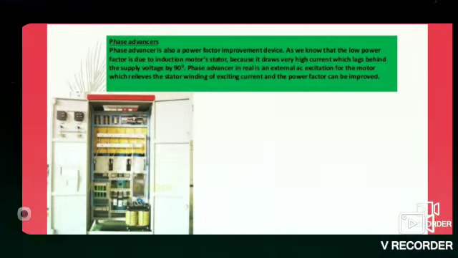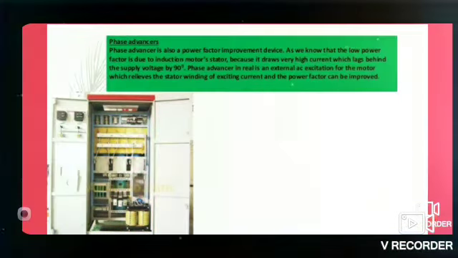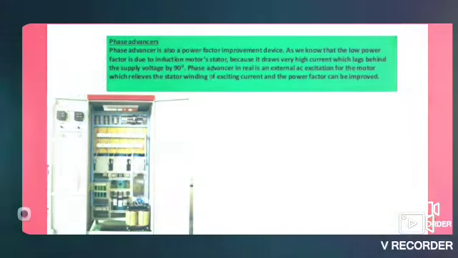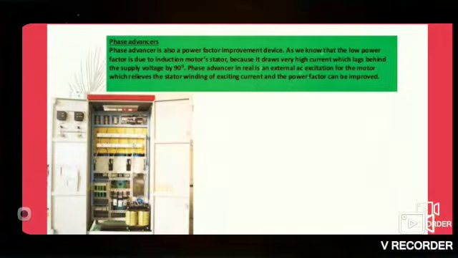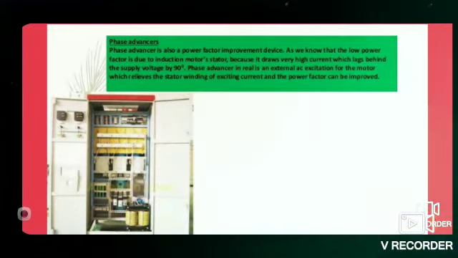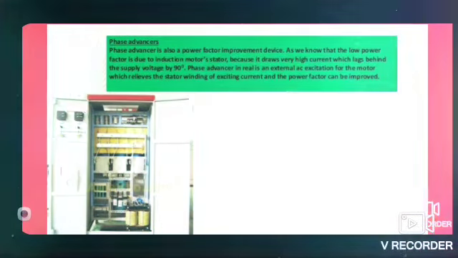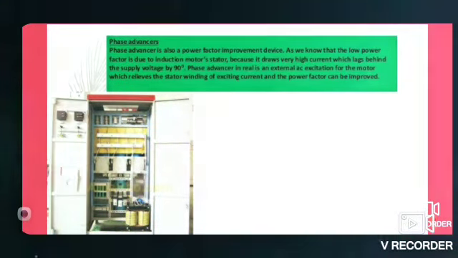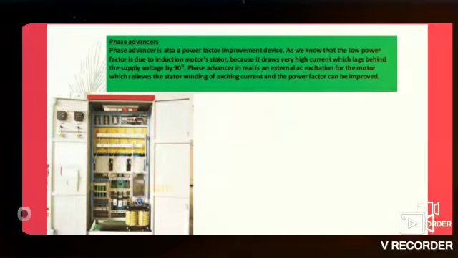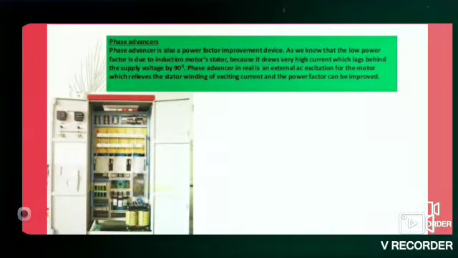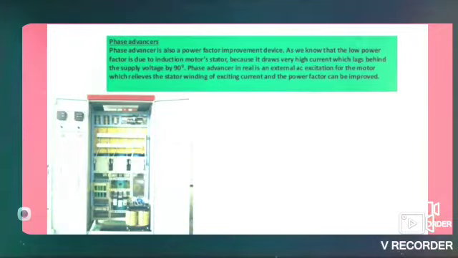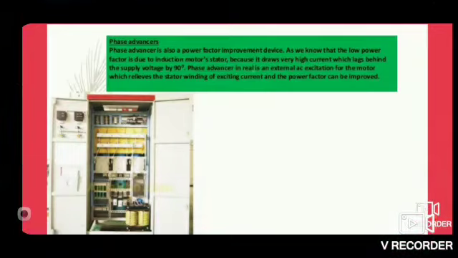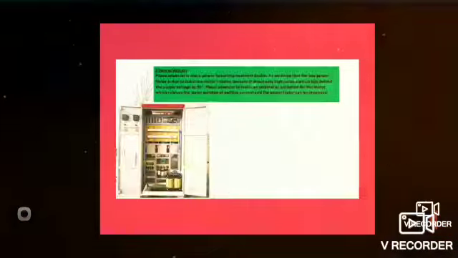The phase advancer is also a power factor improvement device. As we know, the low power factor is due to the induction motor stator because it draws very high current which lags behind the supply voltage by 90 degrees. The phase advancer in real is an external AC excitation for the motor which relieves the stator winding of exciting current, and the power factor can be improved.